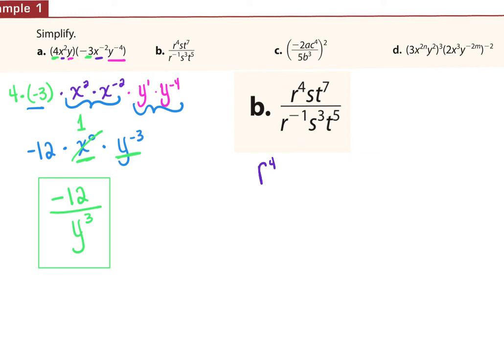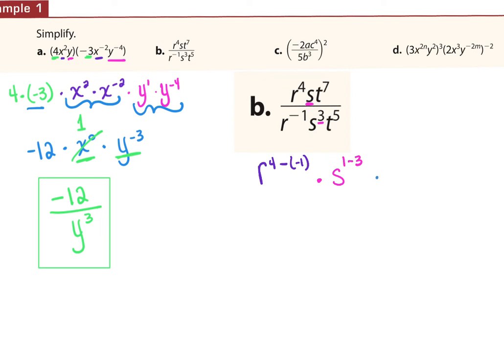What does my quotient rule say I need to do with those exponents? Subtract. So I have 4 minus a negative 1. That's what my r is going to do. And then that's being multiplied by my s's. What's the exponent on this guy right here? It's 1. So don't forget that. I keep reiterating because that's a common mistake. So I have s to the first power, and my rule says I need to subtract that. So then that's 1 minus 3.